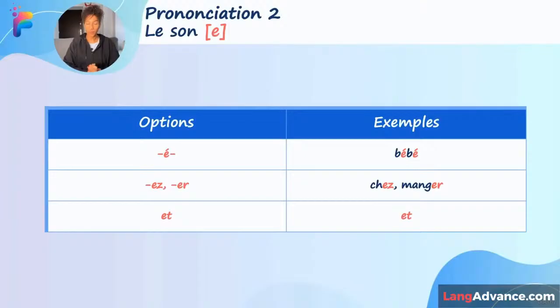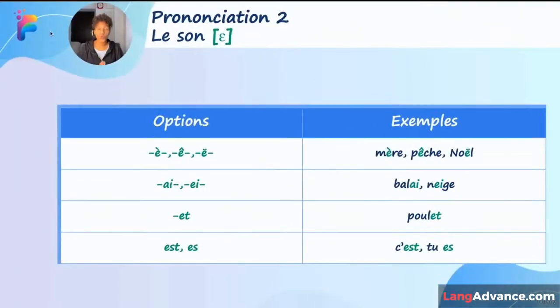Prononciation, still part 2. Let's have a look at leçon E. E. We have different spellings, but the pronunciation will remain the same. Let's check the examples. Bébé, chez, manger, et. Leçon est. Different spellings, same pronunciation. Let's have a look at the examples. Mer, pêche, Noël, balai, neige, poulet, c'est, tu es.